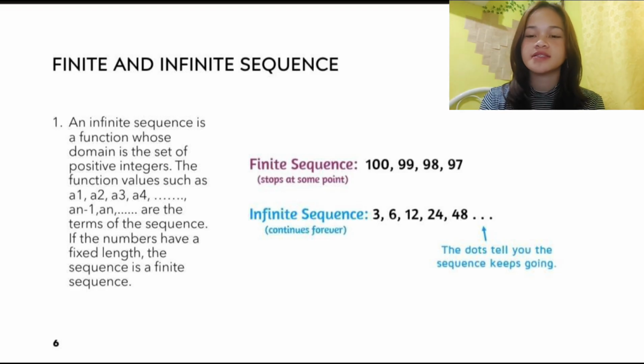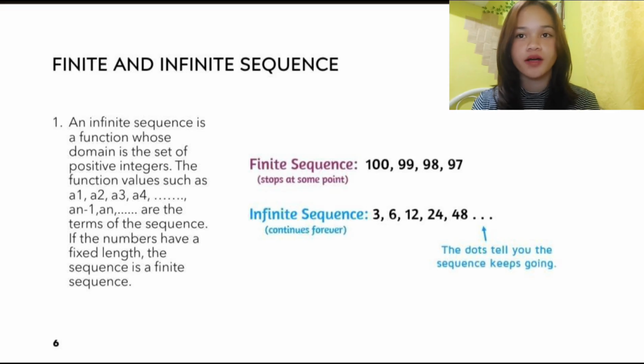A finite sequence means it has an end. It stops after a few terms. For example, 100, 99, 98, 97, and it stops. While an infinite sequence means it goes on forever. Example, 3, 6, 12, 24, 48, and so on. The dots mean it continues.